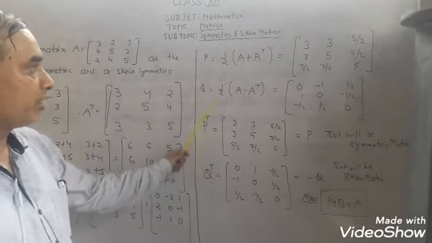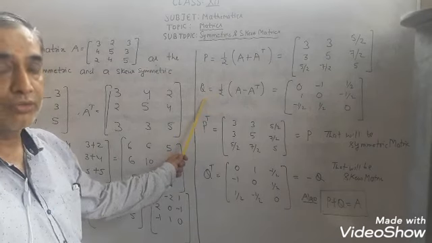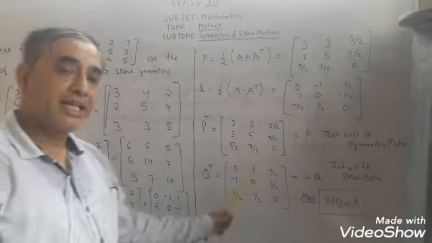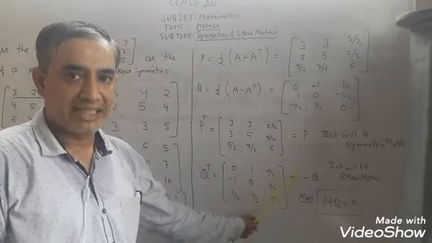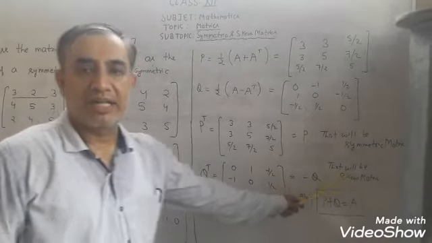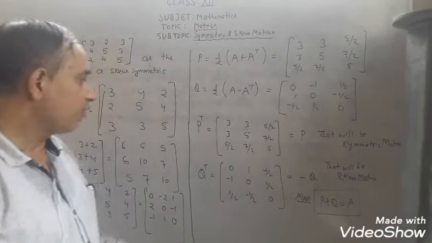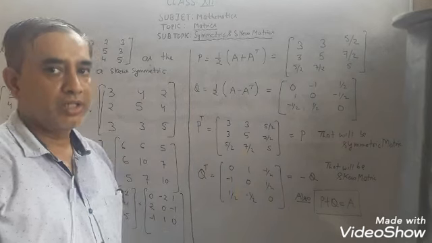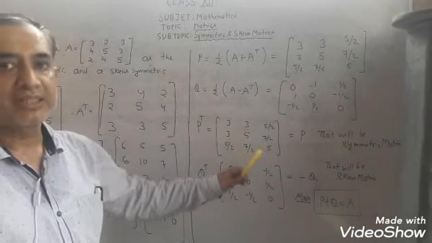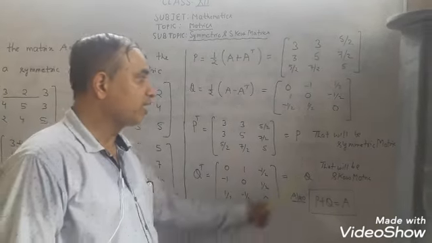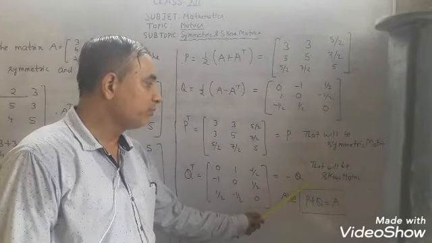Now we talk about the Q transpose matrix here. If we find the transpose matrix of Q by interchanging the row and column, we get the same matrix but with a minus sign. That will be our skew matrix. It means a skew matrix is that matrix for which, if we interchange the row and column, we get the same matrix with a minus sign. So finally we get the symmetric matrix here and the skew matrix here.